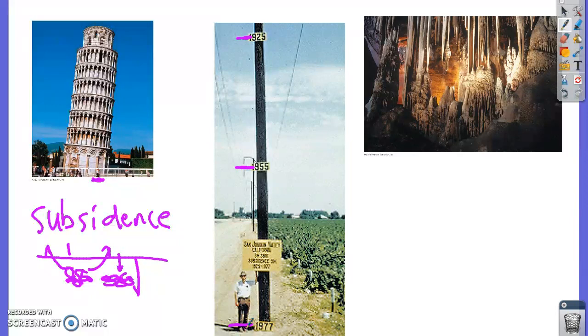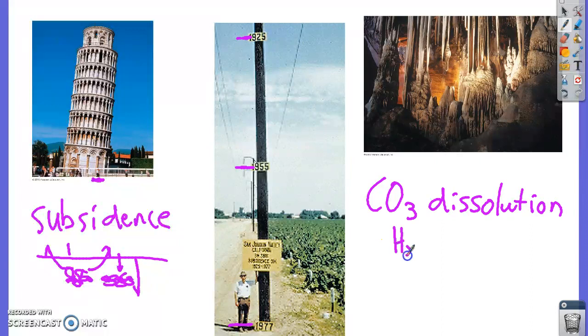All right, now another thing that can happen is carbonate dissolution. Okay, CO3, carbonate dissolution, which basically just means to dissolve. Okay, and what happens is as water comes through, the water reacts with carbon dioxide, and it mixes H2CO3, which is carbonic acid. Now, it's not a real strong acid, not going to hurt you or anything, but as it goes through rock layers, especially limestone, as you can see here, it dissolves it.